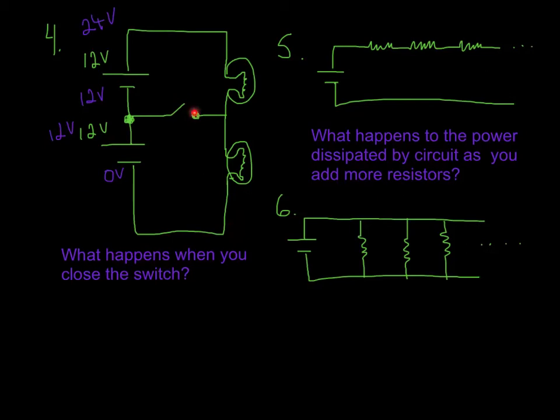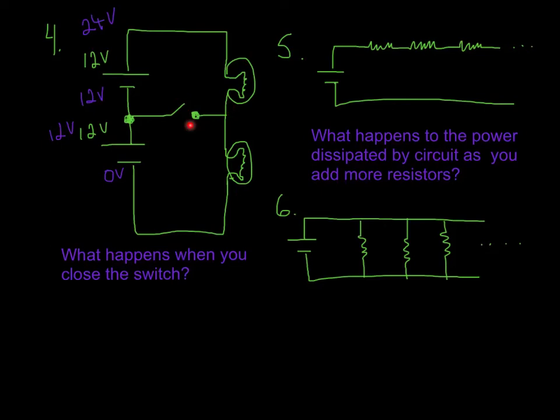Let's see what happens when we close the switch. Well, when we close the switch, look, this is 12. And this is 12. Wait, wasn't that 12 before? So here's what happens: nothing. In this circuit, when you close the switch, you took something that was already at a potential of 12 volts, and you kept it at 12 volts.